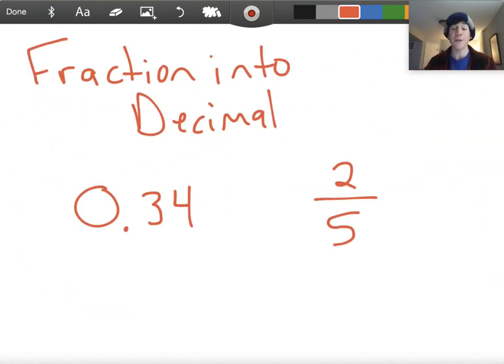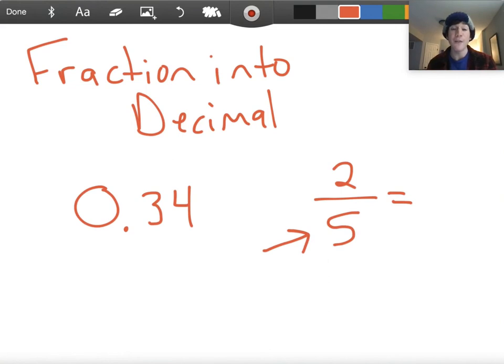Next thing is changing a fraction into a decimal. Notice I have a decimal here, 34 hundredths. I have a fraction here, 2/5. If I want to compare these two numbers, one easy way is to change a fraction into a decimal. A way we can change a fraction into a decimal here, notice we have fifths.